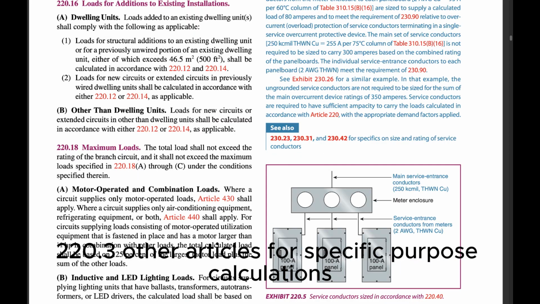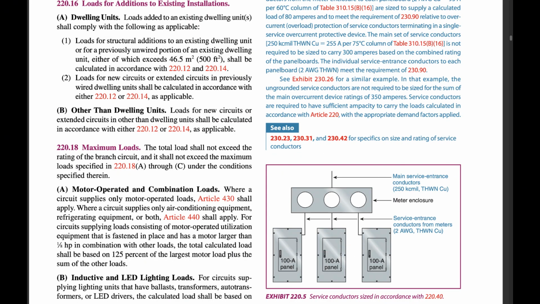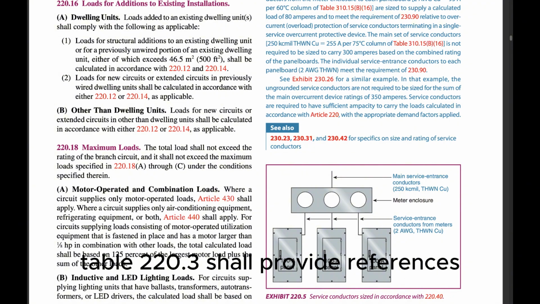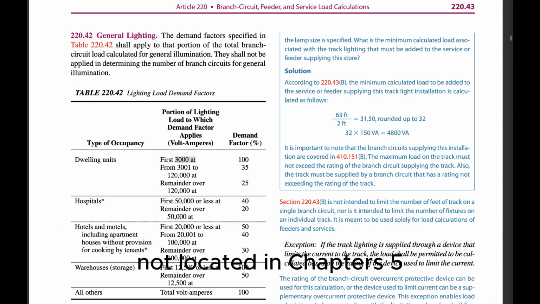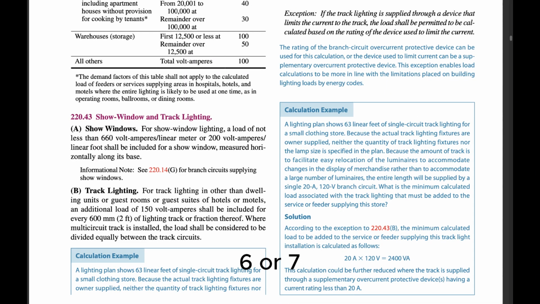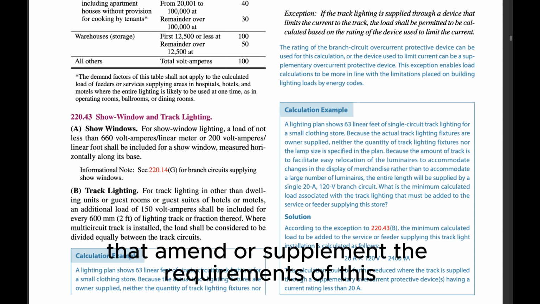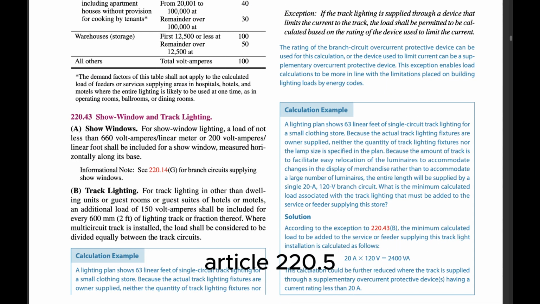220.3 Other Articles for Specific Purpose Calculations. Table 220.3 shall provide references for specific purpose calculation requirements not located in Chapters 5, 6, or 7 that amend or supplement the requirements of this article.